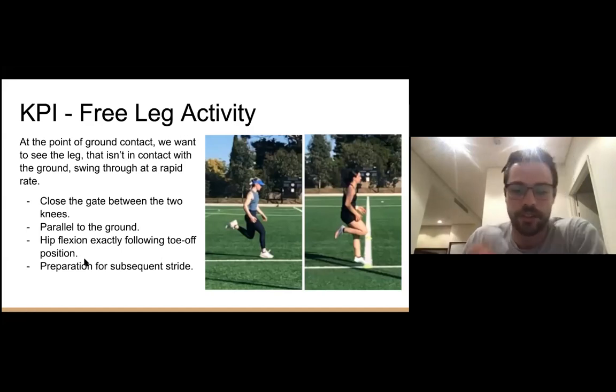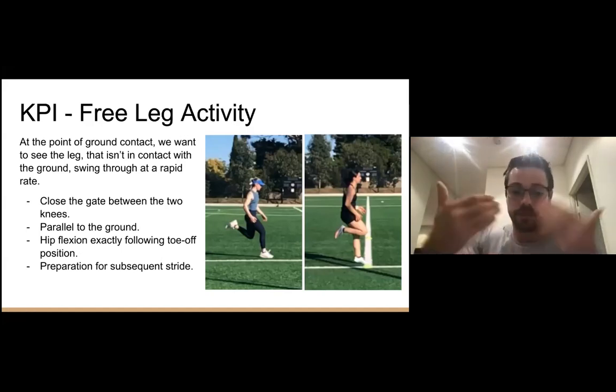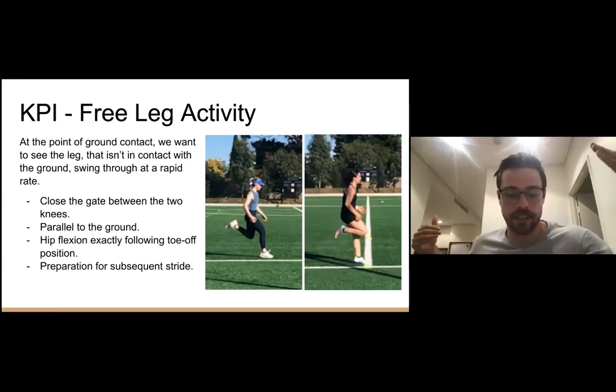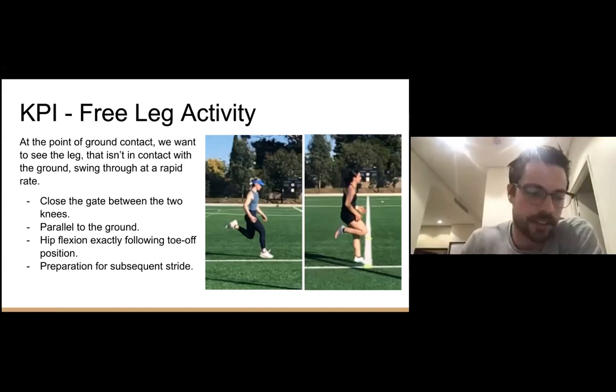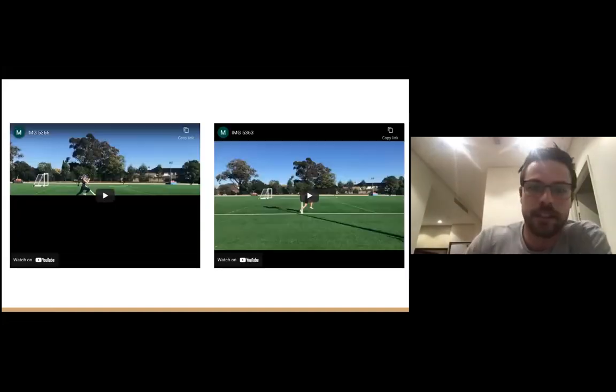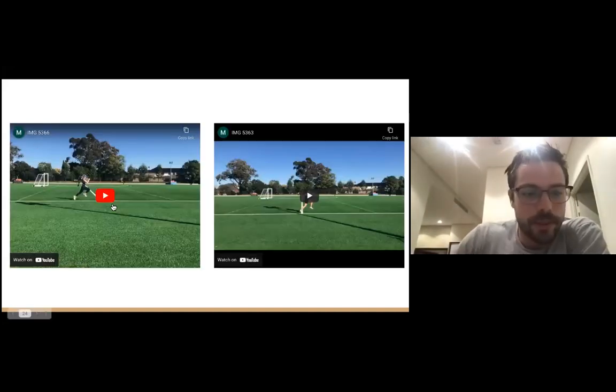If you can go super long out the back and be ready for the next stride, it's just got to be rapid hip flexion. And it's just a skill which not all possess. Now we can see this in movement.